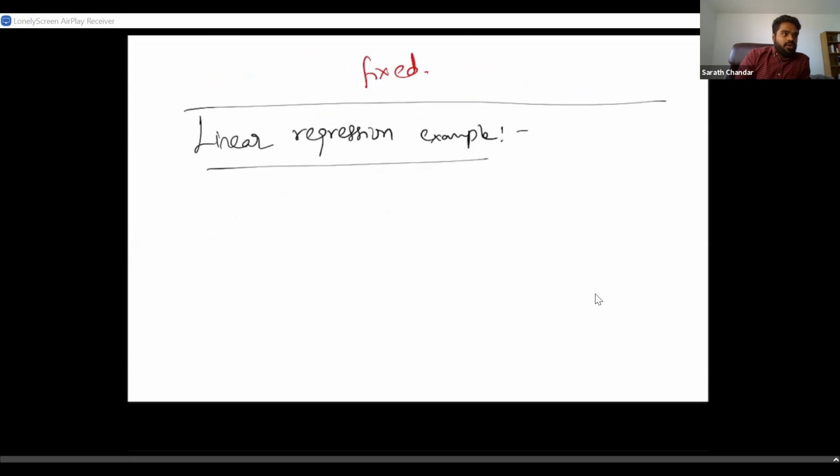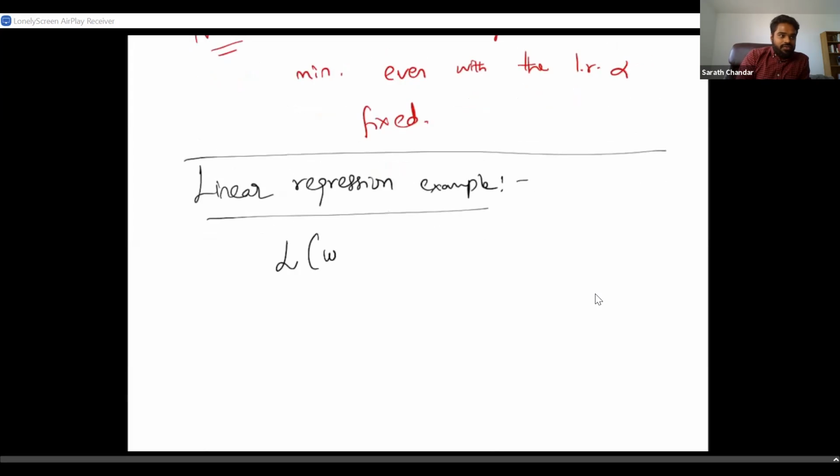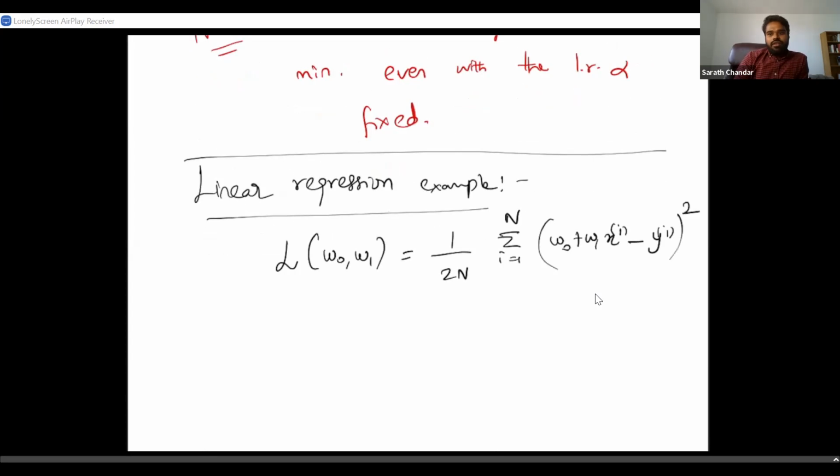Okay. So now remember that the loss function for linear regression is given by 1 over 2n, summation over i equals 1 to n, of (W0 plus W1 xi, which is basically my model's prediction, minus yi, which is the true target) the whole squared, right? So now we need the gradient with respect to W0 and the gradient with respect to W1. So let's first compute dou L by dou W0.